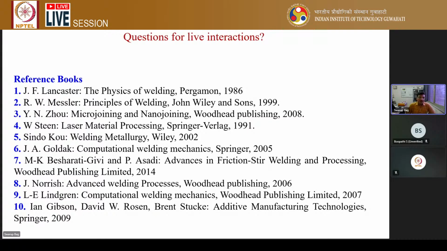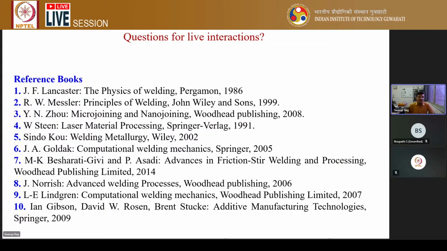Apart from this, if you only focus on laser materials processing, that means laser welding processes, there the 4th reference book is more important. Then for welding metallurgy, reference 5 is most suitable. If you do some calculation, analytical solution of the welding problem, in that case, reference 6 is most suitable. And suppose you are interested in solid state welding processes, maybe the friction welding process, in that case, reference 7 is the useful book. Apart from this, what are the advances in the welding process?